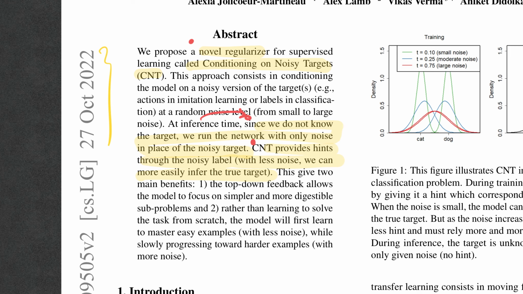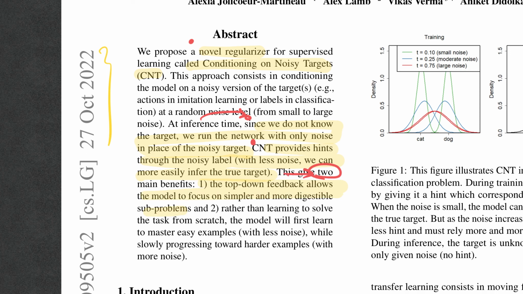Therefore, it's important to note what happens at inference or testing time. In that case, they do not know the target, and they run the network with only noise in place of the noisified target. So there's no cheating in the test set, while in training, these hints or noisified targets can be used by the model.